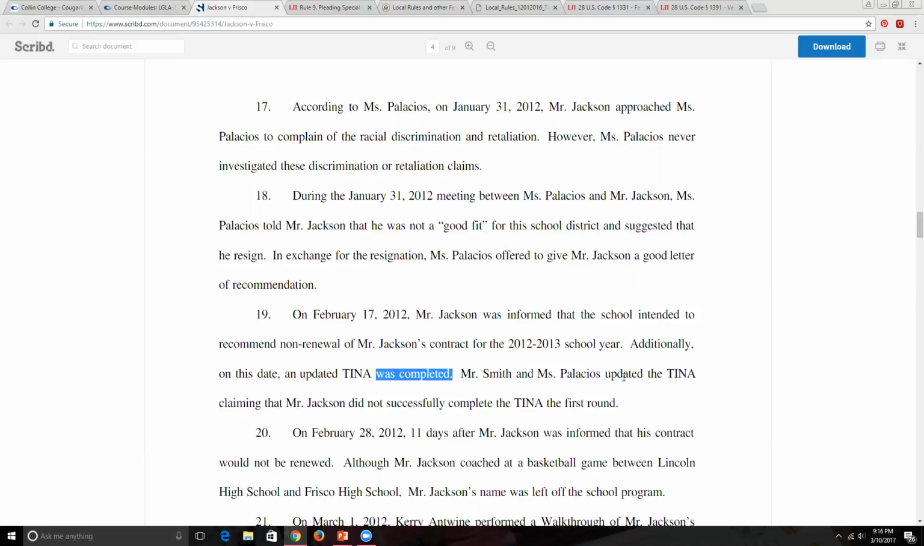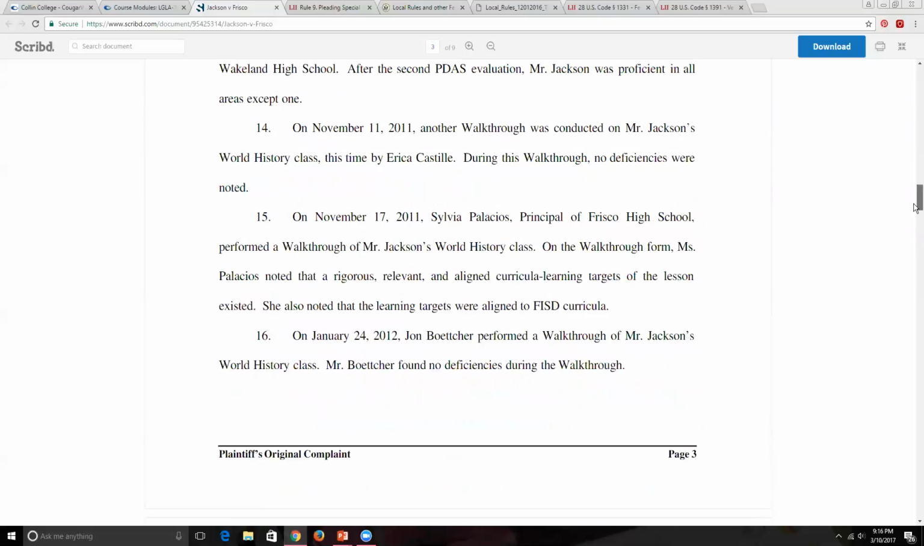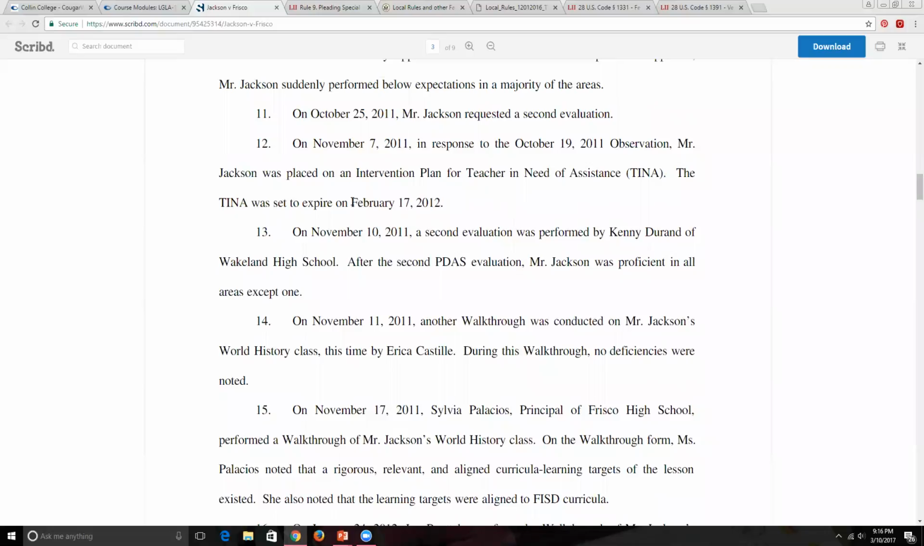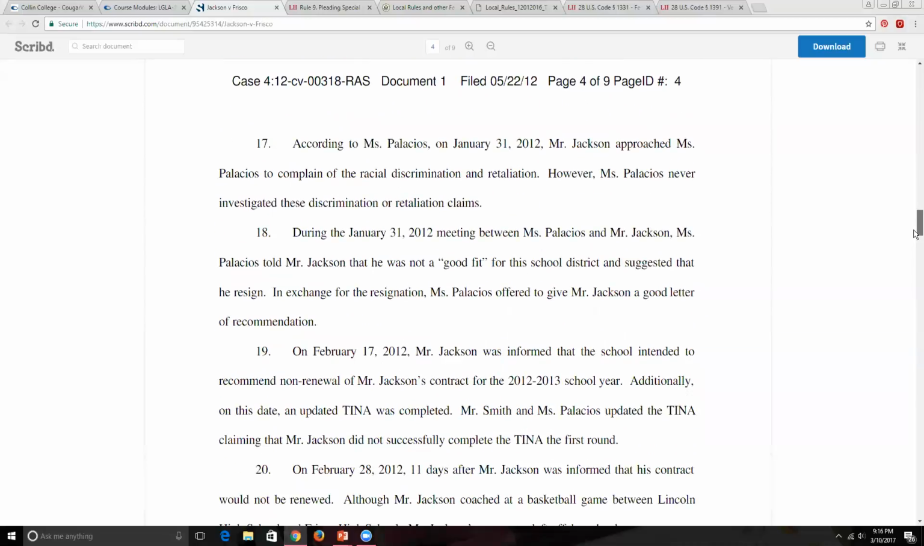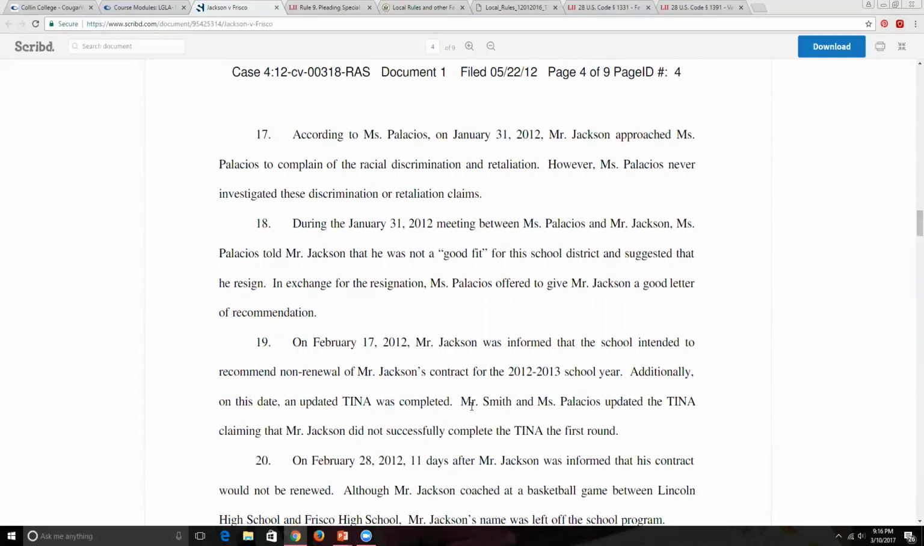Mr. Smith and Ms. Palacios updated the TINA, claiming that Mr. Jackson did not successfully complete the TINA the first round. I'm not sure about the first round. I'm not sure what they're getting at. I guess they're referring to the first TINA as the first round. Let's see. That TINA was set to expire February 17th. So I would instead phrase this: when Mr. Smith and Ms. Palacios updated the TINA, claiming that Mr. Smith did not successfully complete the TINA that expired on February 17th, 2012, period.